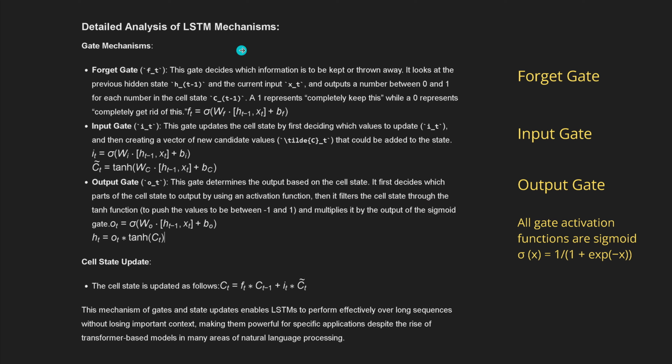Well, of course, we start with the classical LSTM mechanism from the 1990s. Just for you, we have the forget gate, the input gate, the output gate, and all gate activation functions are sigmoid functions. If you want to read this in detail, this is for you. And the update for the cell state, the formula, was a simple formula.